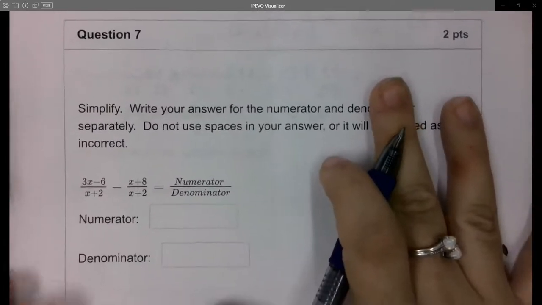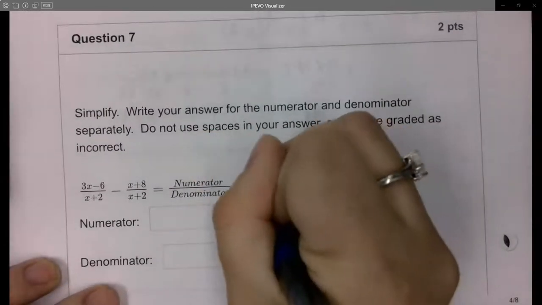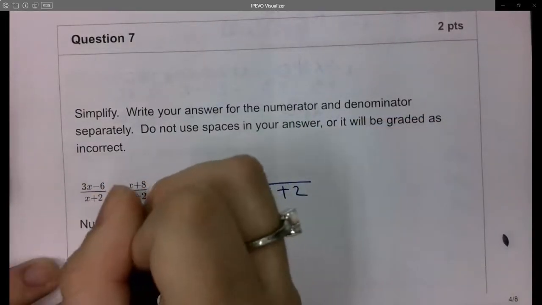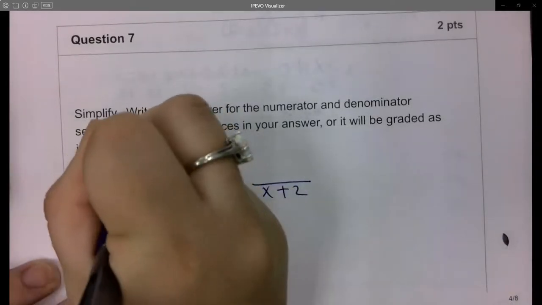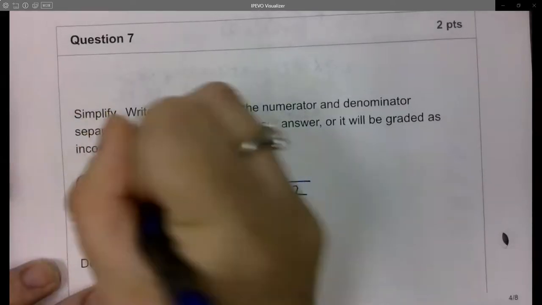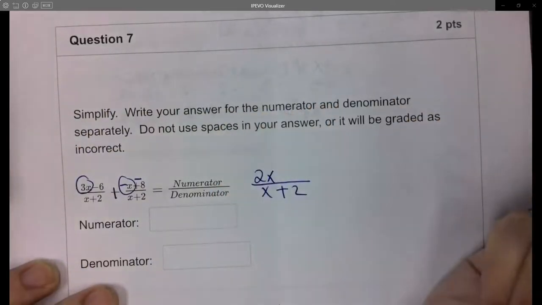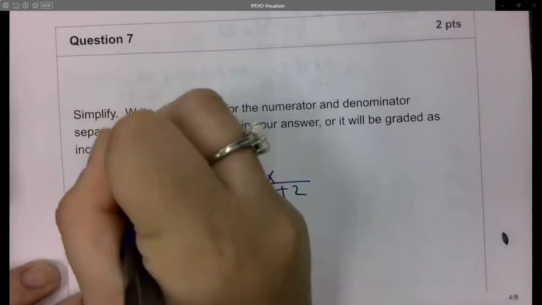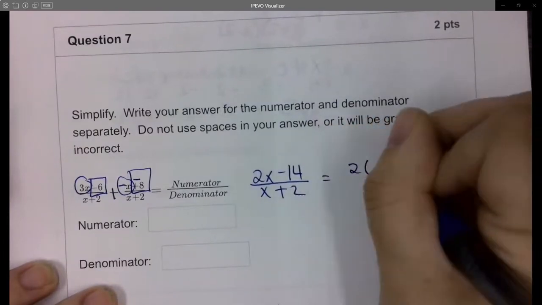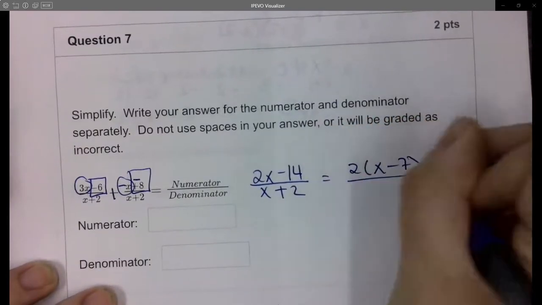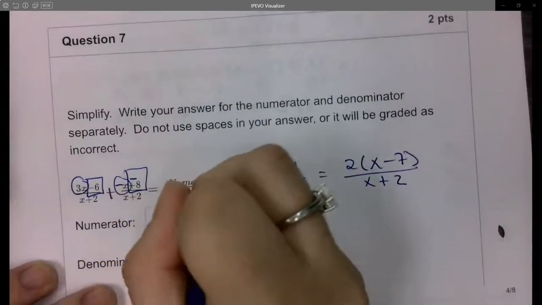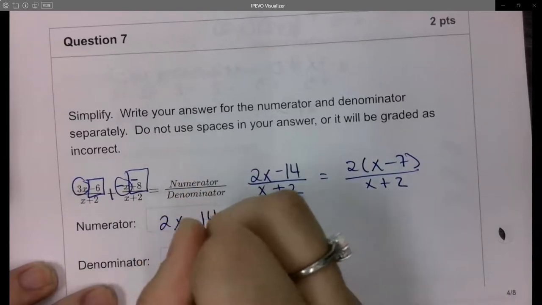Okay, so same thing for number 7. I want to keep my denominator the same here because they are already the same. Then I have 3x minus 6 minus x plus 8. So I want to change this and change my signs that come after. So I have a positive 3x minus 1x is going to give me 2x. A negative 6 minus 8 is going to give me negative 14. If I try and factor this, this is going to give me 2x minus 7 over x plus 2. So I can just leave it as the 2x minus 14 over the x plus 2.